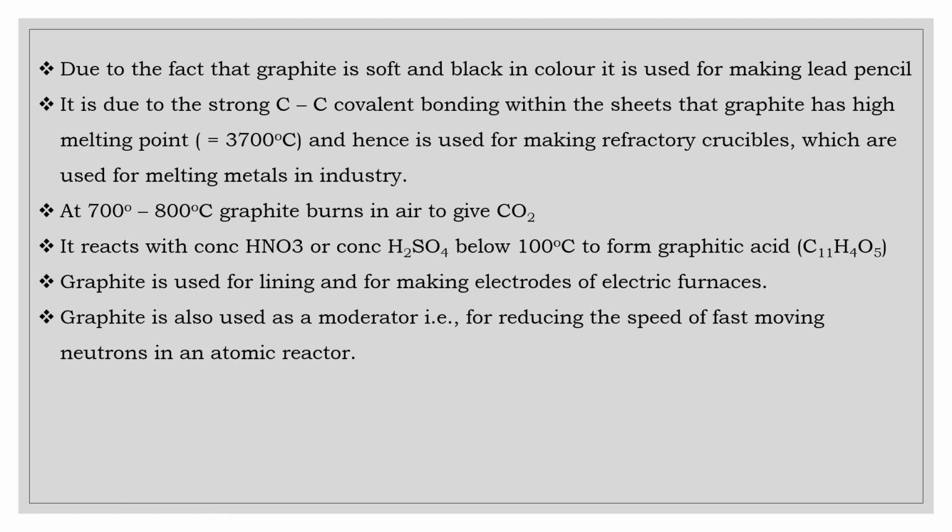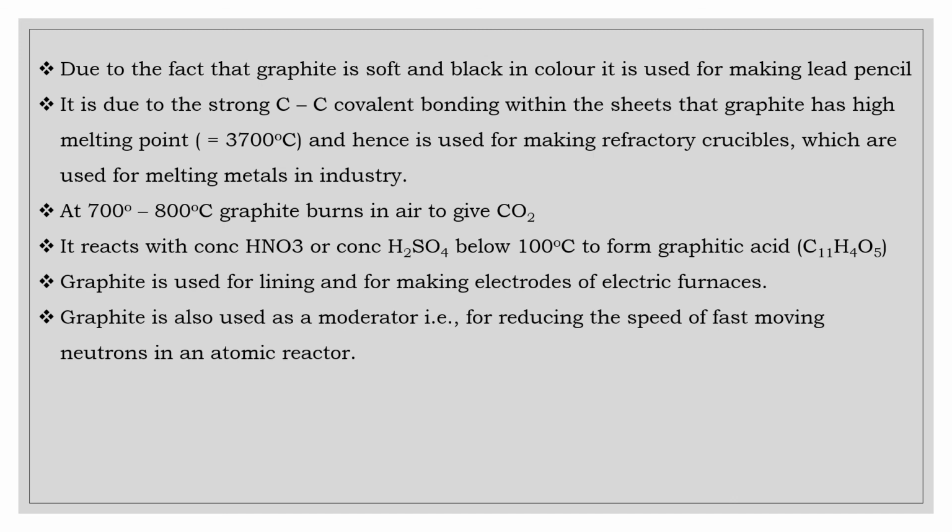At 700 to 800 degrees centigrade, graphite burns to give carbon dioxide. Graphite also reacts with various mineral acids like concentrated nitric acid and sulfuric acid, even at below 100 degrees centigrade, to give graphitic acid. Graphite is used for lining and for making electrodes of electric furnaces.